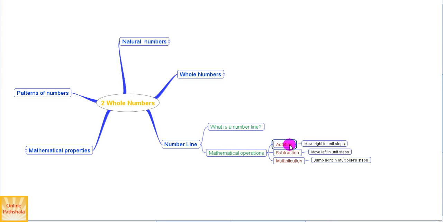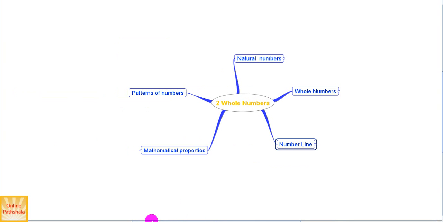We also studied the mathematical operations on the number line. When we are doing addition on the number line, we have to move right in unit steps. When we are doing subtraction, we move towards the left side on the number line in unit steps, that is step of 1. And when we are doing multiplication, we jump towards the right in the multiplier step. So that was our discussion on the number line.